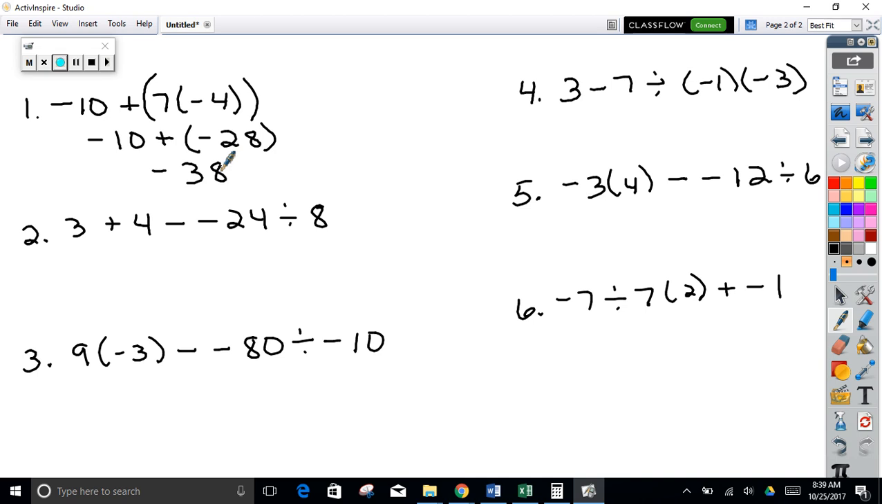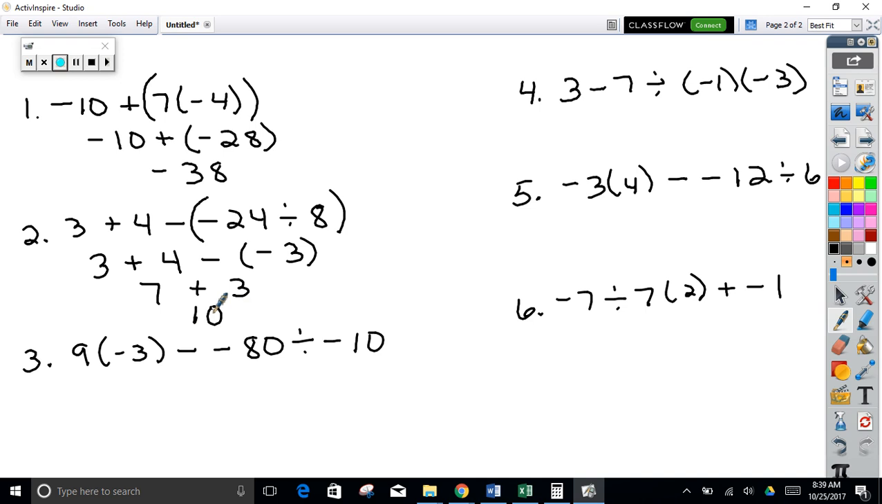Do I have any volunteers who would like to talk me through the process for number 2? Irene, go ahead. So I did negative 24 divided by 8 first, and I got negative 3. So 3 plus 4, minus negative 3. Okay, then what did you do? I did 3 plus 4 equals 7, and then I changed the symbols of that in the same step, so it's 7 plus 3. Okay, 7 plus 3, and I got 10. Good.